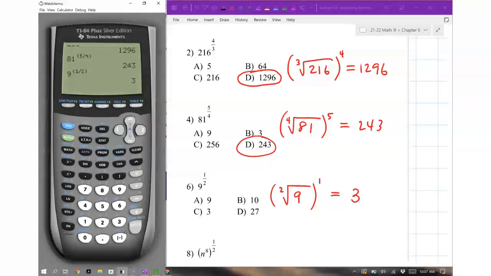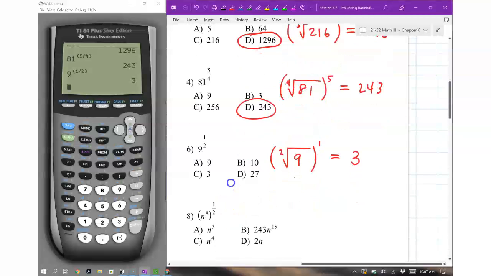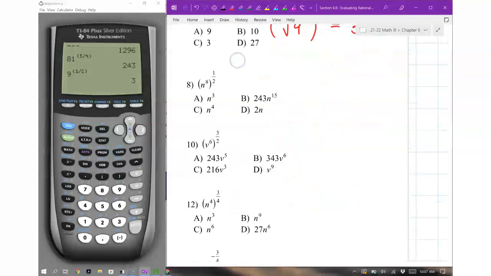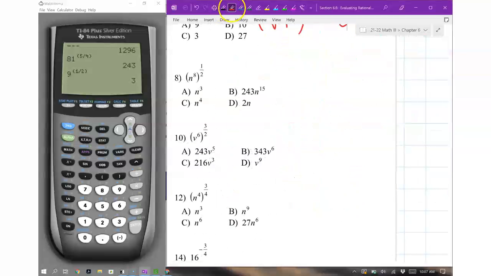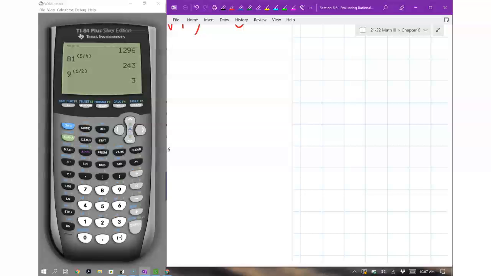All right, now we get to these variables. So this is where you're like, oh wait, I can't do that on my calculator. Well, you could still do most of it on your calculator, but before we get into number 8, I just want to remind you guys of something. Real quick note starting here.